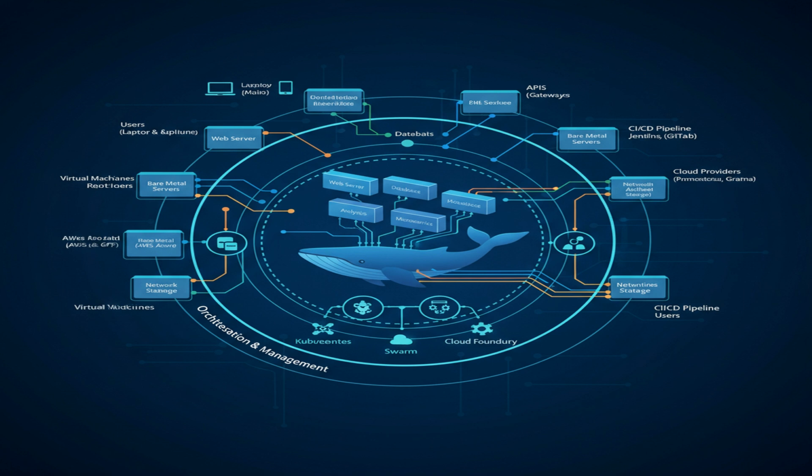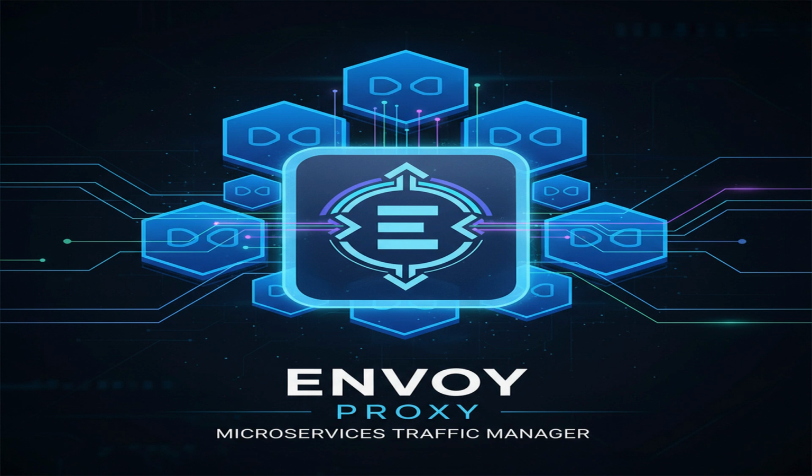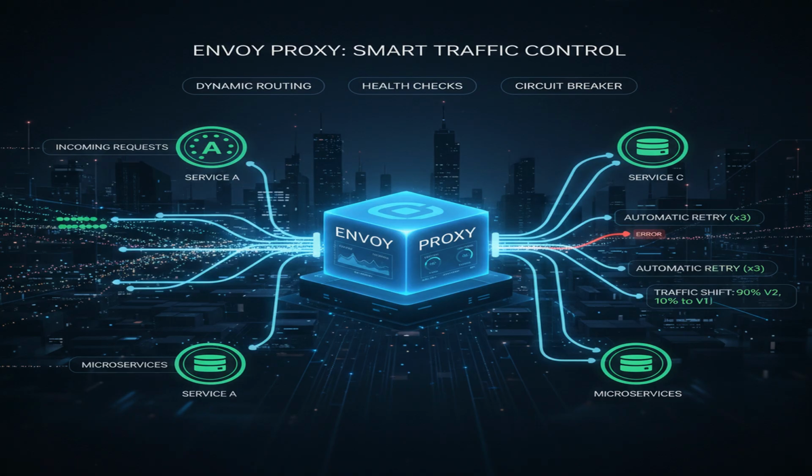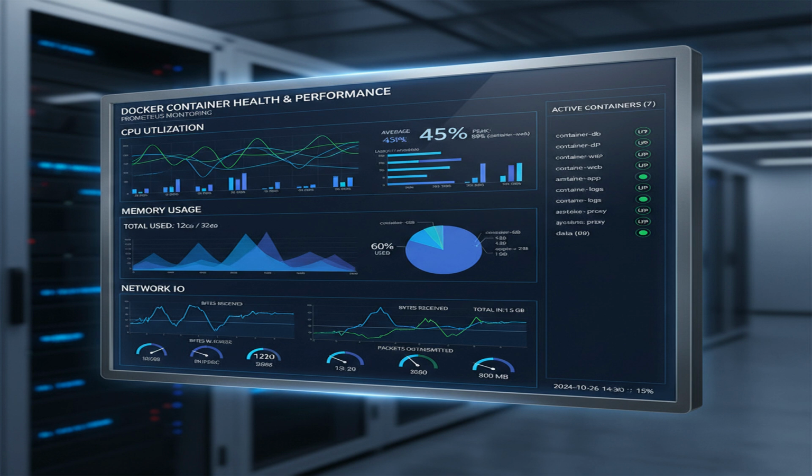Now that we've covered basic Docker container management, let's discuss how Docker integrates into larger infrastructures. Imagine you're running multiple microservices in Docker containers. How do you manage traffic between them efficiently? That's where Envoy Proxy comes in. Envoy acts as a service mesh, intelligently routing requests, providing load balancing, and handling retries. It's like a smart traffic controller for your containers.